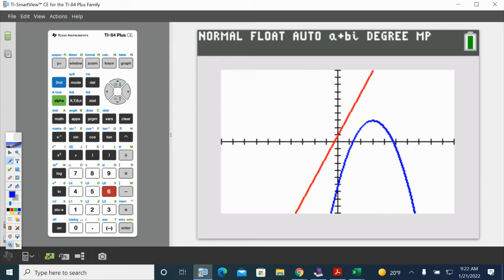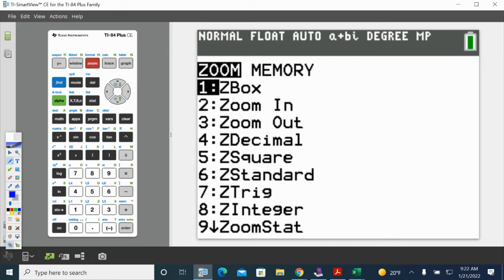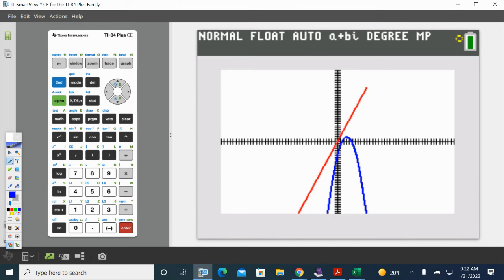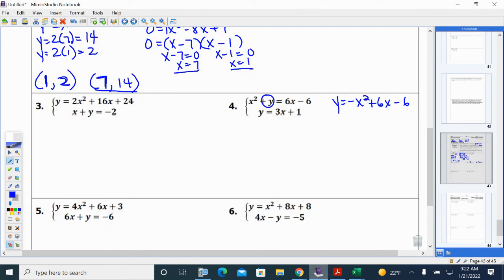Now, looking at this, it's very easy to tell the blue parabola does not hit the red line. They do not hit. We can zoom 3, enter, we can zoom out, and you're still going to see they're never going to hit each other, ever. It doesn't matter how far we extend the parabola out, it is never going to hit the red line. So this is an example of no solution.